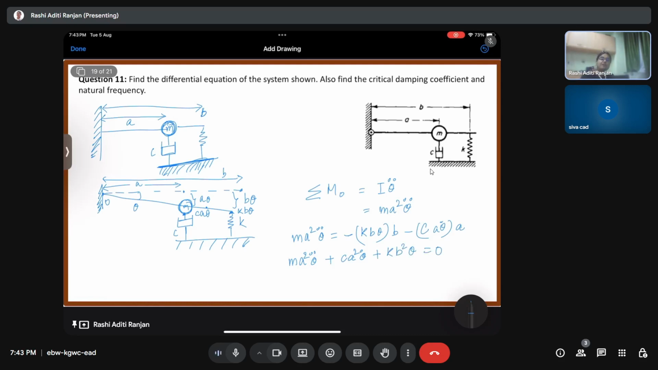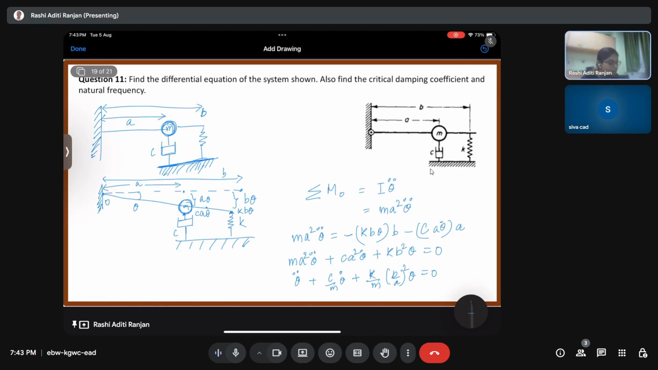Now, again, I have to find the critical damping coefficient and the natural frequency. Now, if you look over here, you can write it as theta double dot plus C by M theta dot plus K by M into B by A square theta is equal to 0.